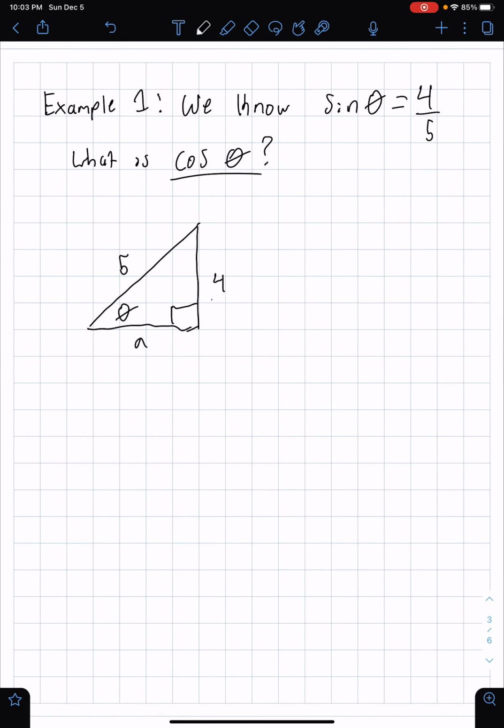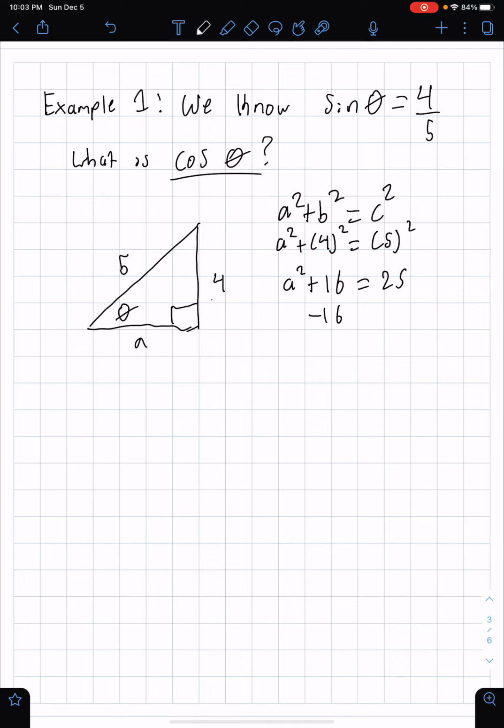So let's say we know a triangle has sine of theta equal to 4 over 5. How can we find cosine of theta? So we have this missing side right here. So now, in order to solve, remember we use the Pythagorean theorem to find any side on a right triangle. So we know a squared plus b squared is equal to c squared. So we have a squared plus 4 squared is equal to 5 squared. So then a squared plus 16 is equal to 25. Subtract 16 from both sides.